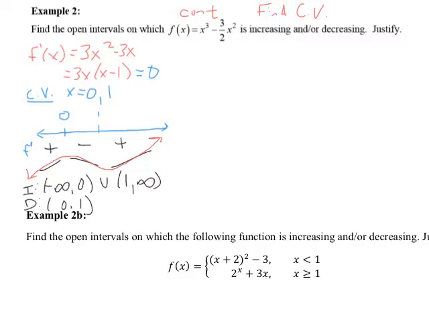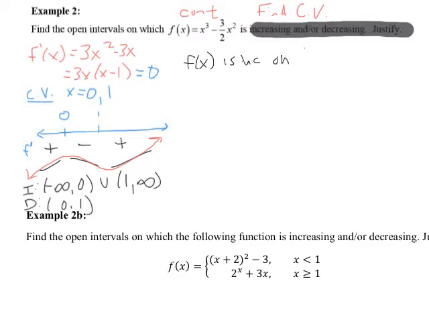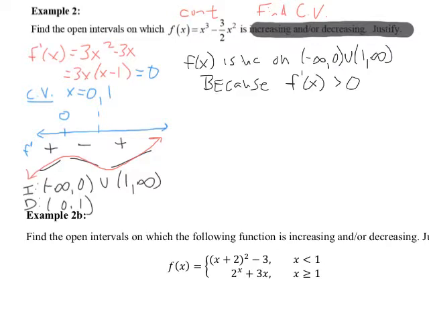So we should always be trying to answer in a complete sentence and justifying our answer. So let's go about doing that. We'll say f of x is increasing on negative infinity to 0 in union with 1 to infinity because f prime of x is greater than 0. So our derivative is positive, so the function is increasing.